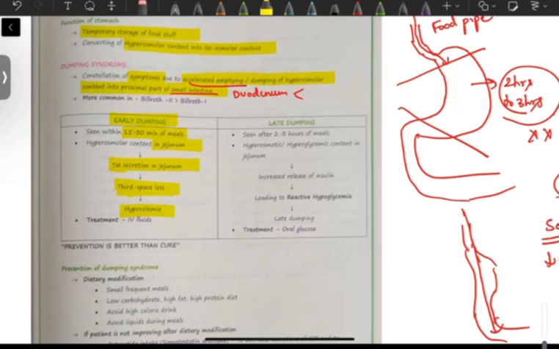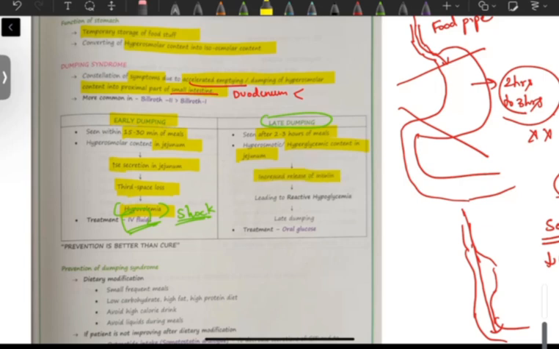Okay, because of which there will be hypovolemic shock like symptoms, and then he can go into congestive heart failure also. So it can be that dangerous. Okay, so what is the treatment? Basically we know there is hypovolemia. So what is the treatment for hypovolemia? Give fluids, give volume. So hypovolemia treatment is IV fluids. If late dumping is seen, it is usually seen after 2 to 3 hours of meals. Here hyperosmotic or hyperglycemic content is in the jejunum, and there is increased release of insulin.